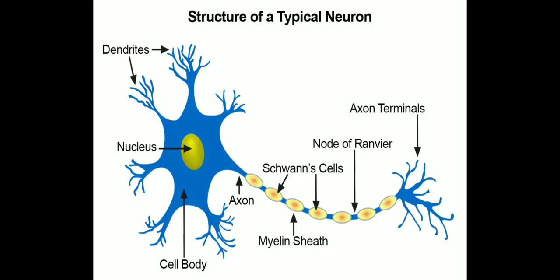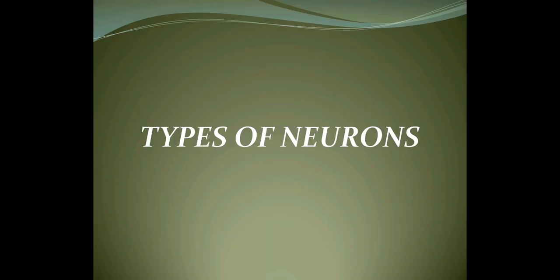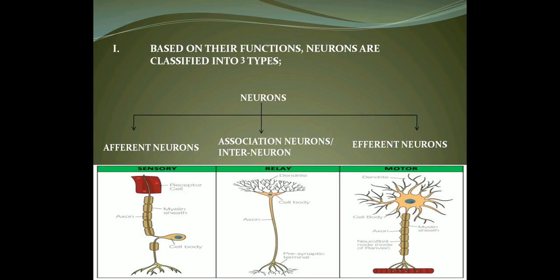The myelin sheath is absent at intervals along the axon, and the place where myelin sheath is absent is called node of Ranvier. And the last part, or you can say the terminal part of an axon, is called telodendron. Now, next part is types of neurons. Based on their functions, neurons are classified into three types. They are afferent neuron, interneuron, or you can say association neuron, and efferent neuron.